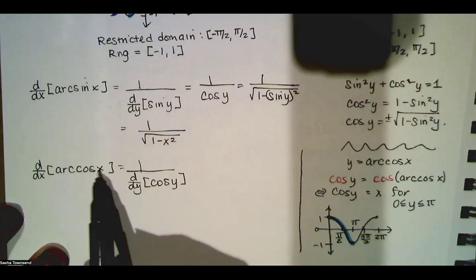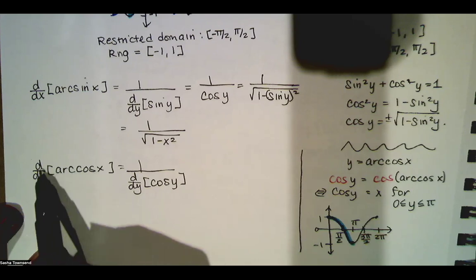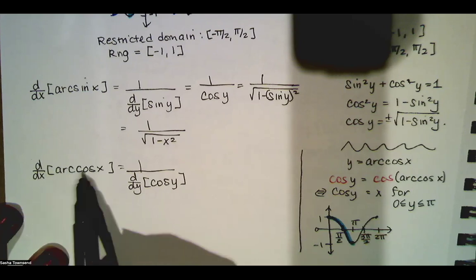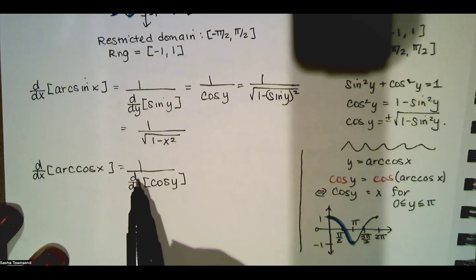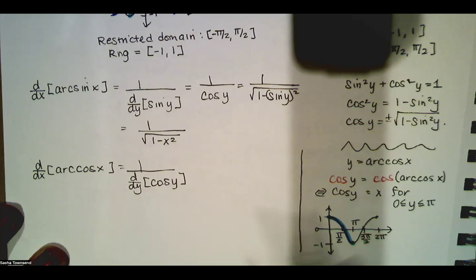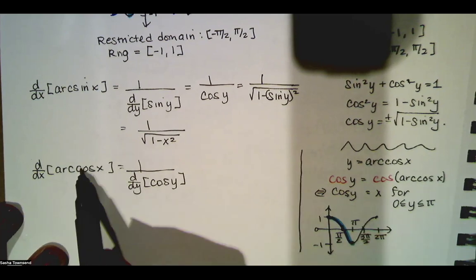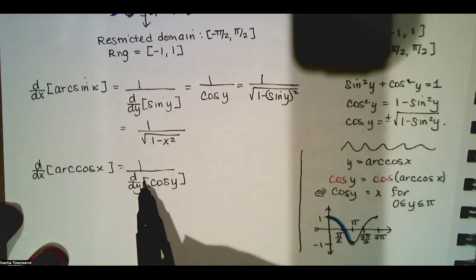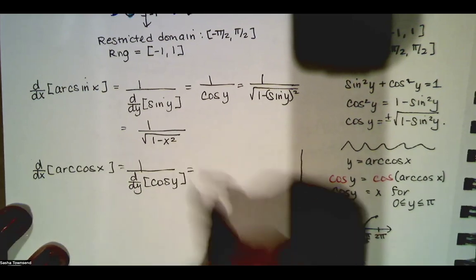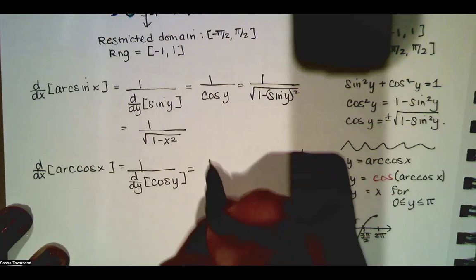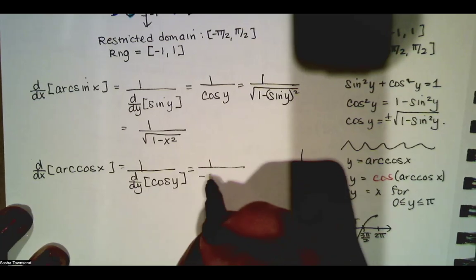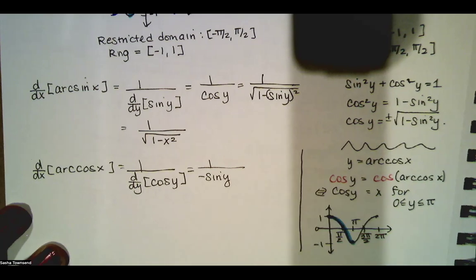Because y is a function of x, we're taking the derivative with respect to x of y. And here we're taking the derivative with respect to y of x. So I've got y as a function of x here, x is a function of y here, and we're just saying dy/dx is equal to 1 over dx/dy. Well, what is dx/dy? The derivative of cosine of y with respect to y is negative sine of y.